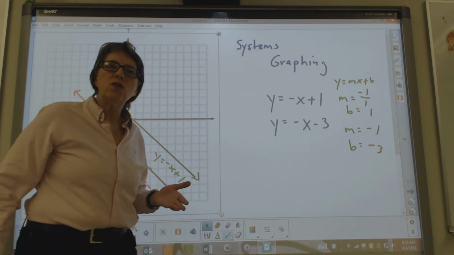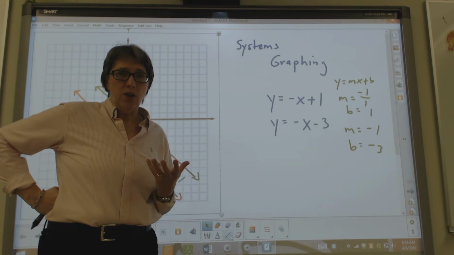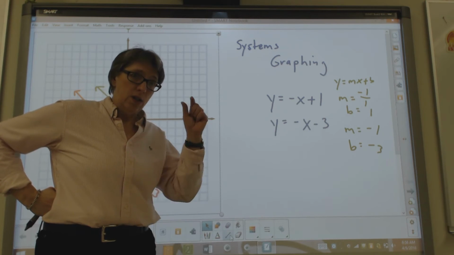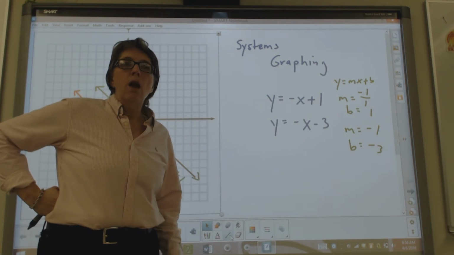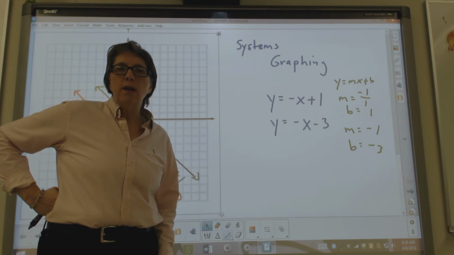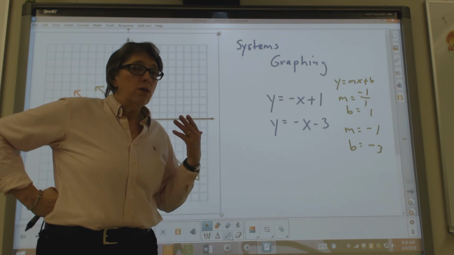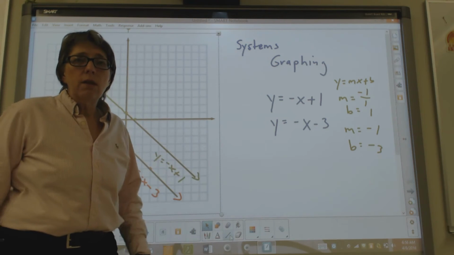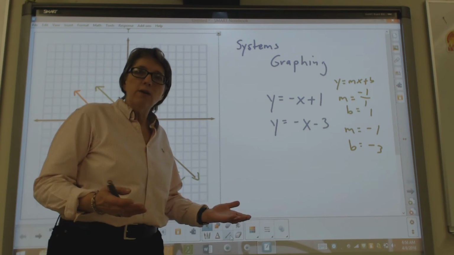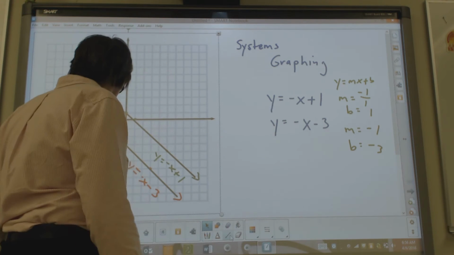So how does the system relate? Do they have any points in common? Is there any point that they share that will make both equations true, which would be the solution to this system? No, the answer is none. Null set. They have nothing in common. They are parallel lines. And it's a good check because they have -1 each as a slope. And if you remember that, do you have to graph all this? Only if I said prove it, then you have to graph it.